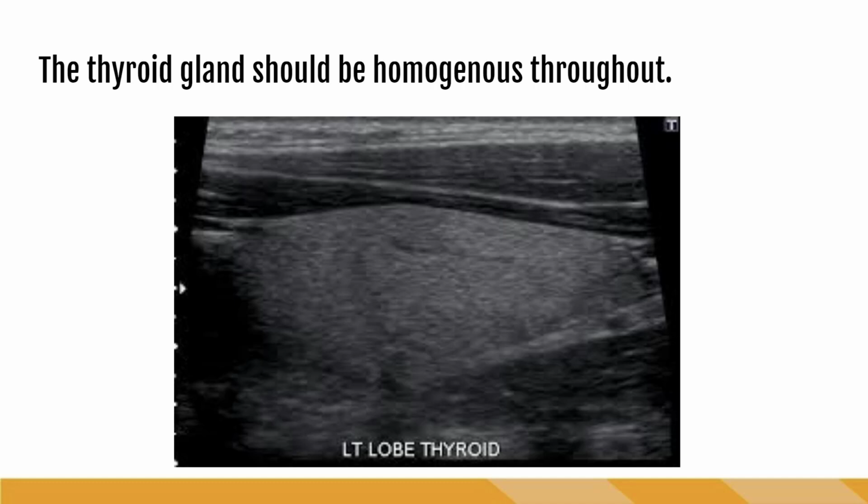The thyroid gland should also be homogeneous throughout. So we expect in normal thyroid tissue that we are going to have a soft homogeneous gray displayed throughout the thyroid tissue.